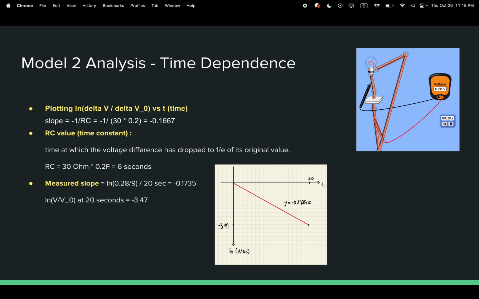We plotted a graph of ln ΔV over ΔV initial versus time, and the slope is calculated using -1 over RC, which was calculated to be -0.1667. The RC value here is called the time constant, which is the time at which the voltage difference has dropped to 1 over e of its original value, and the RC value here was supposed to be 6 seconds. But for the measured slope using the model simulator, I got -0.1735, and ln V over V initial at 20 seconds was -3.47. Using these values, the picture below is the graph I plotted.